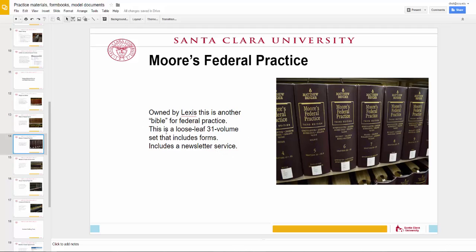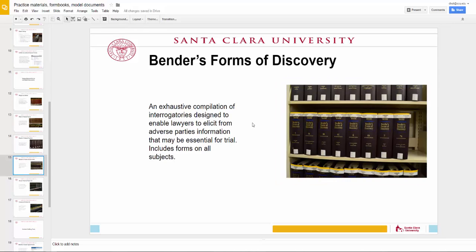The equivalent to Wright and Miller that's available on Lexis is called Moore's Federal Practice. Roughly similar. And here we're starting to get into some model documents. Bender's Forms are a group of interrogatories designed for the discovery process. It's a very, very large set.